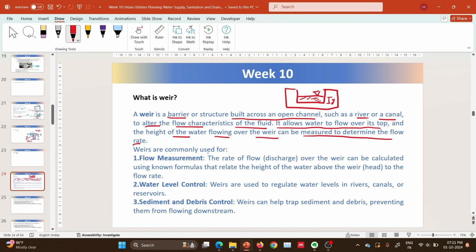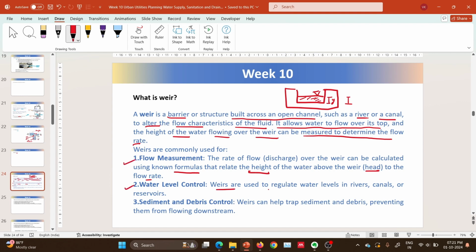Weirs are commonly used for flow measurement. The rate of flow discharge over the weir can be calculated using known formulas that relate the height of water above the weir, that is called head, to the flow rate. So that height can be related with the flow rate. We can measure the flow.